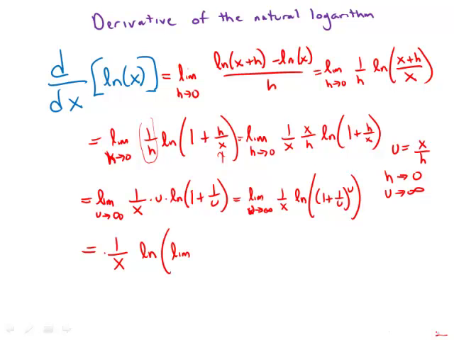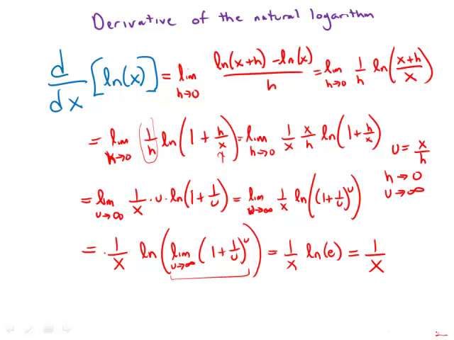So we have a limit as u goes to infinity of 1 plus 1 over u to the power of u. Now this limit, you may recognize, is the definition of e. So what we have is 1 over x times the log of e. And of course, the natural log has a base of e, so log of e is 1. And so this whole thing just equals 1 over x. The derivative of the natural log of x is 1 over x.